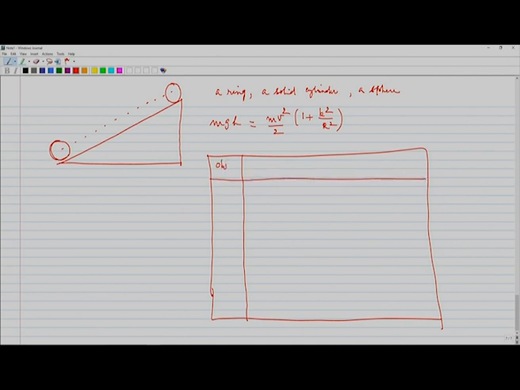Now the object. First I will have a circular ring. What is its k value, the radius of gyration? For a circular ring, it is r. So I will put this expression here and calculate what V is. V is equal to the square root of 2gh divided by 1 plus k squared by r squared. Because k is equal to r, the 2 and 2 will get cancelled. So this will be the square root of gh for a circular ring.